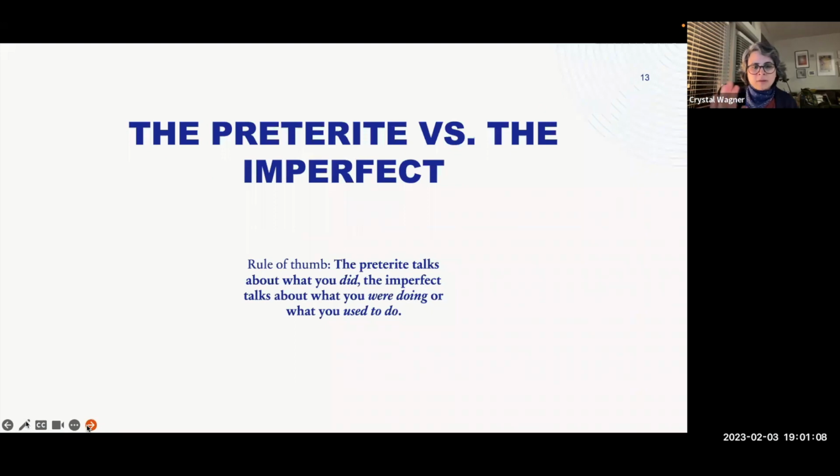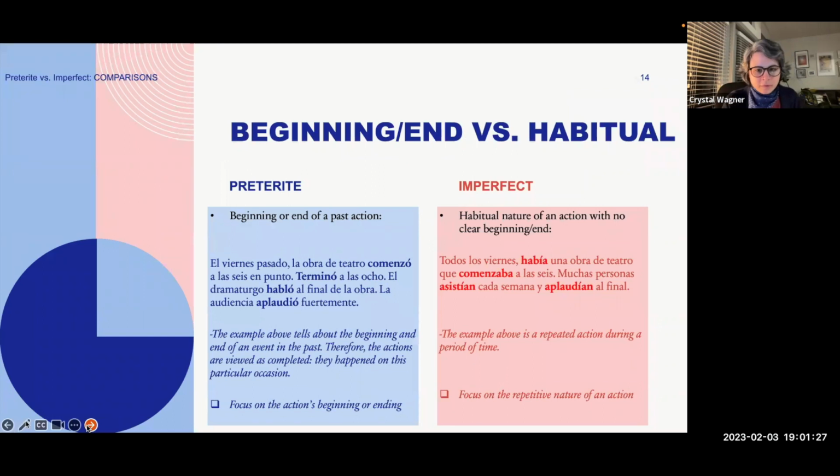But if you want to think about it, the rule of thumb is the preterite is going to talk about what you did. The imperfect is what you were doing or what you used to do. So that's pretty much a very specific rule of thumb, something that you can pretty much guide yourself by. So comparisons here, and I'm going to go point by point here with examples.